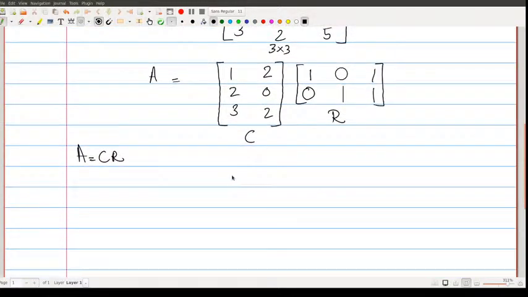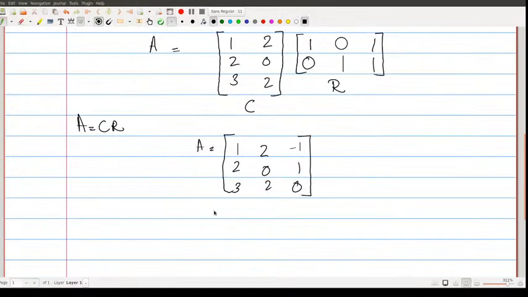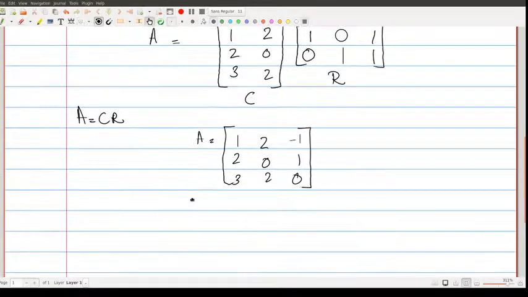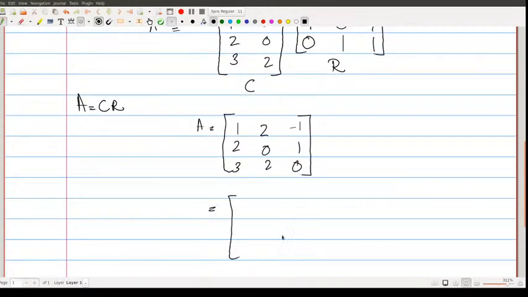So what am I saying now? I'm saying if I have three columns which are independent, so (1, 2, 3), (2, 0, 2), and hopefully (-1, 1, 0). Hopefully these three vectors are independent. And so what I get now, if I want to write it as C times R, if all of these columns are independent, then the C matrix is just going to be equal to the A matrix. So I just take all the columns.